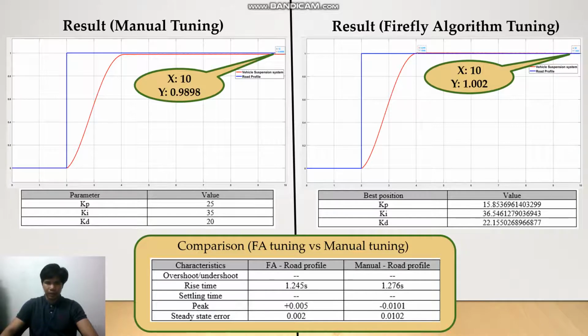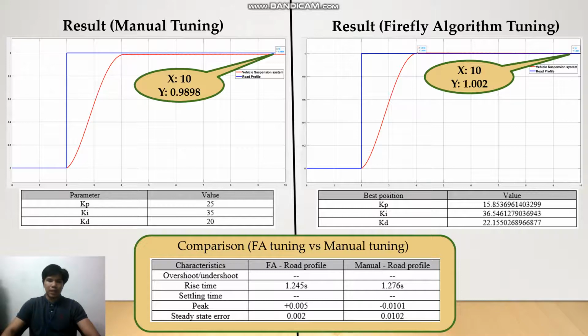In the comparison between these two methods, the overshoot and undershoot of both tuning methods is none, which is no overshoot and undershoot. For the rise time, the Firefly algorithm has a faster rise time, which is very good because it will stabilize the system much faster compared to the manual tuning. And for settling time, there is no settling time for both tuning methods.